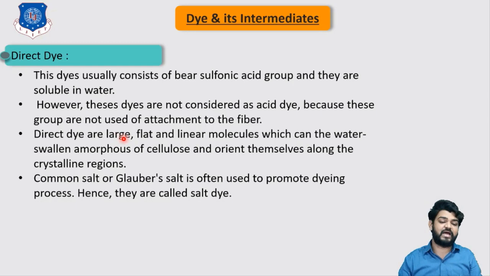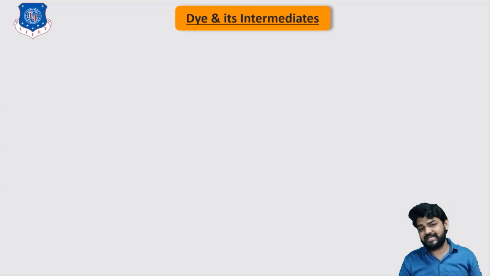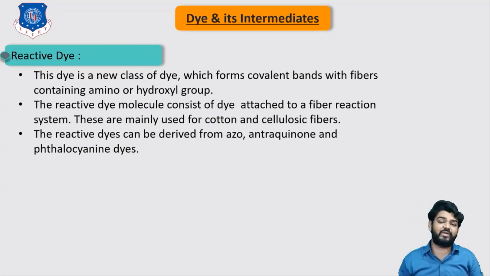These direct dyes are very large, flat and linear molecules which can dissolve in water and enter the amorphous regions of cellulose and orient themselves along the crystalline regions. So these dyes are generally very large and linear molecules. Hence, common salt or Glauber's salt is often used to promote dyeing, and hence this process is also called salt dyeing. So now, after discussing direct dye, let's move to the reactive dye as well.